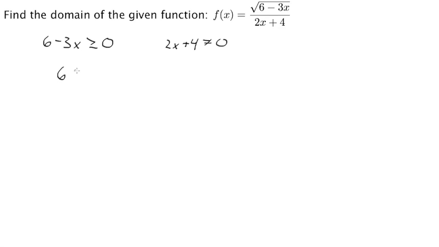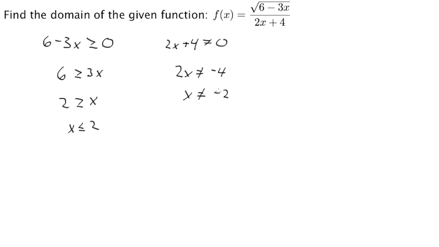So we have 6 is greater than or equal to 3x. Divide by 3. That tells me that x needs to be less than or equal to 2. So let me go ahead and just flip that around. I don't know about you, but I'm used to seeing the x on the left-hand side. So notice when I flipped it around, I took the direction of the sign with it. It should stay pointing towards x. Over here, I want 2x to not equal negative 4. So dividing by 2, I want x to not equal negative 2.